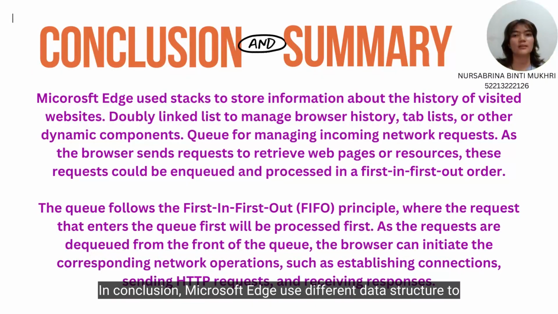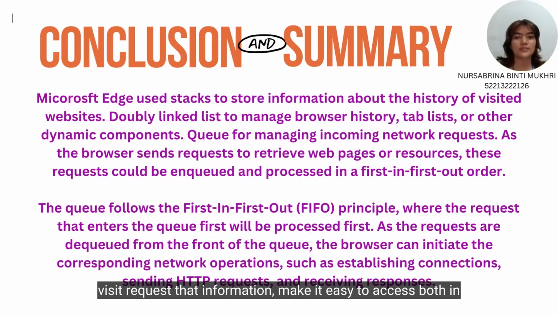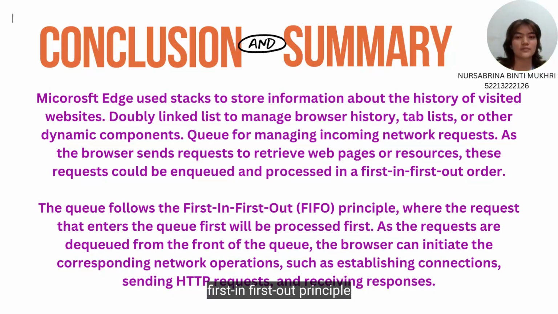In conclusion, Microsoft Edge uses different data structures to manage its functionalities. Stacks are used to store browsing history, doubly linked lists for managing browser history and tabs, and a queue for handling incoming network requests. The stack stores visited website information, making it easy to access browsing history. The doubly linked list helps navigate through browser history and manage open tabs. And the queue ensures that incoming network requests are processed in the order they arrive, following the first in, first out principle.